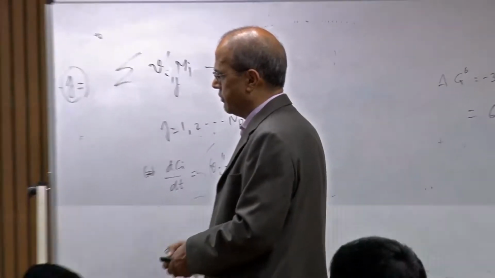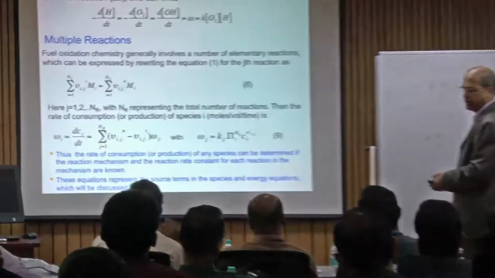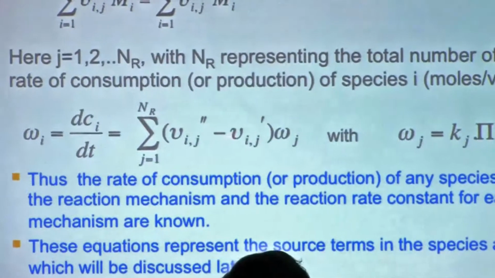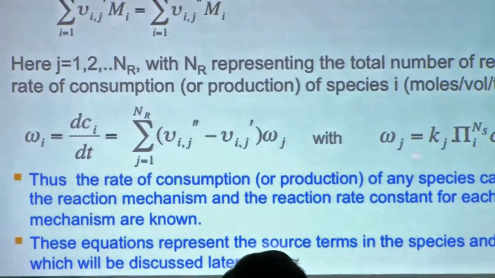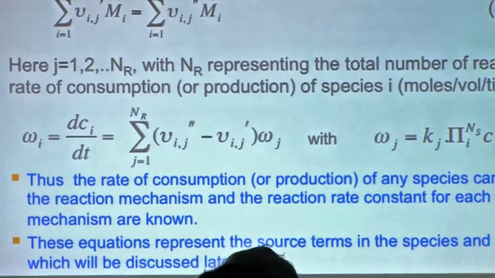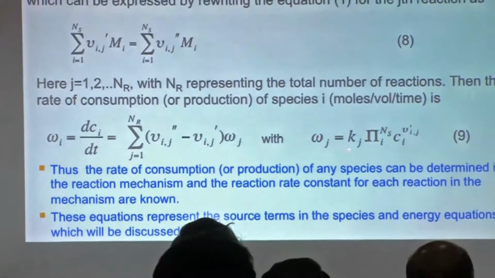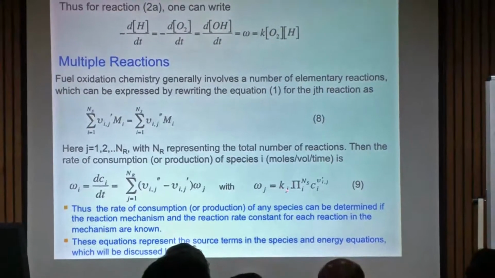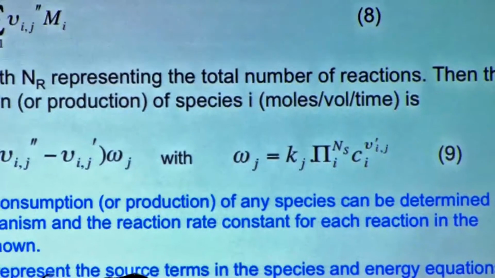This is how you write when you have a number of reactions. So here you are summing over all the reactions. And for each reaction, you have to write the reaction rate. So here also you will have Ci, now you will have nu_ij, and then Kj for each reaction. So Kj is written the same way we discussed earlier.